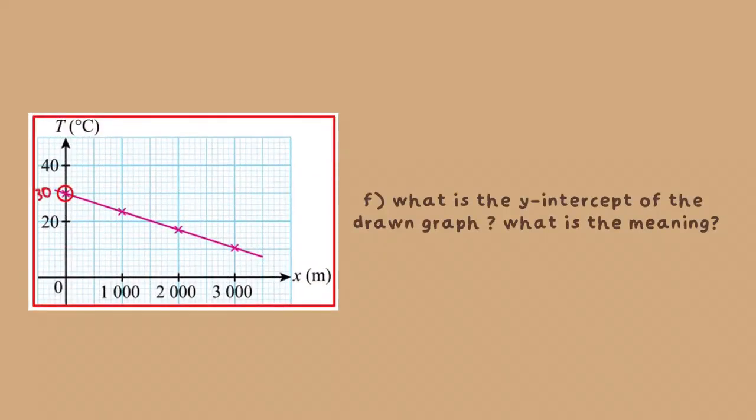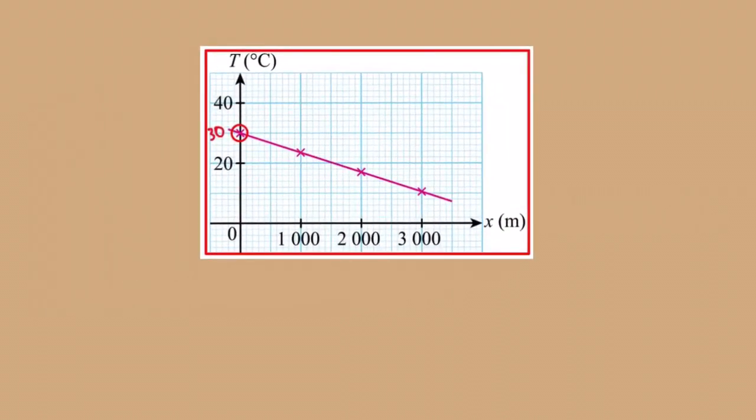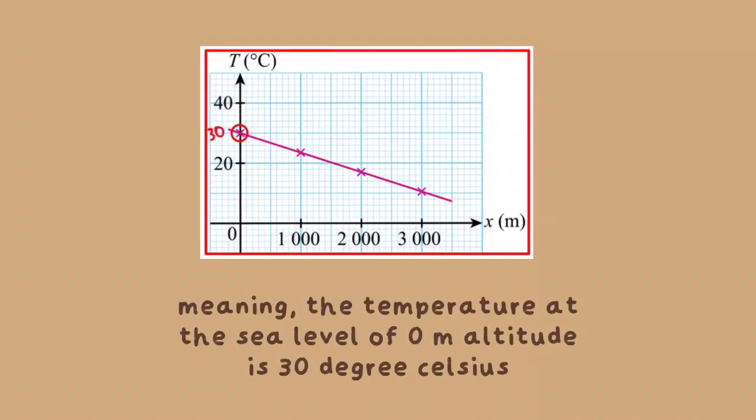Question F. What is the y-intercept of the graph drawn? What is the meaning of the y-intercept in terms of temperature and altitude? From the graph, the y-intercept that is marked is 30, meaning the temperature at sea level, at 0 meter altitude, is 30 degrees Celsius.